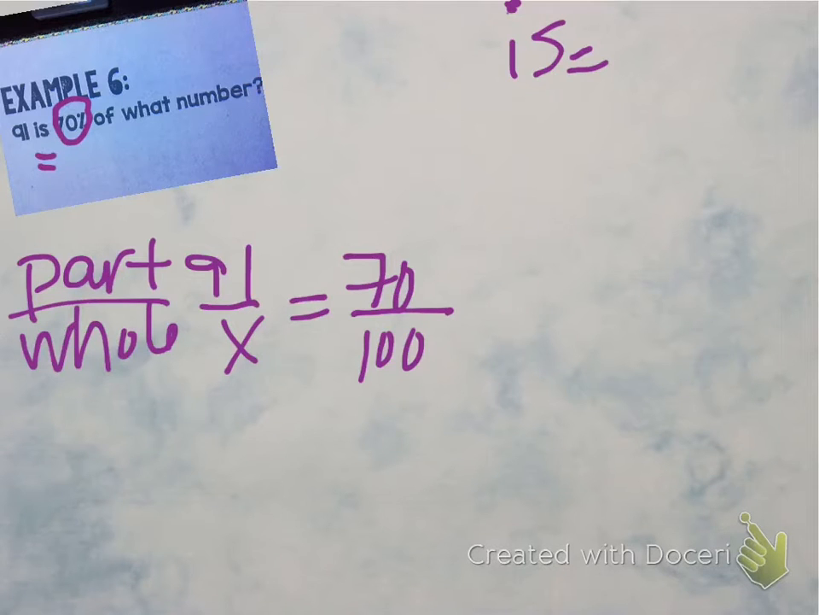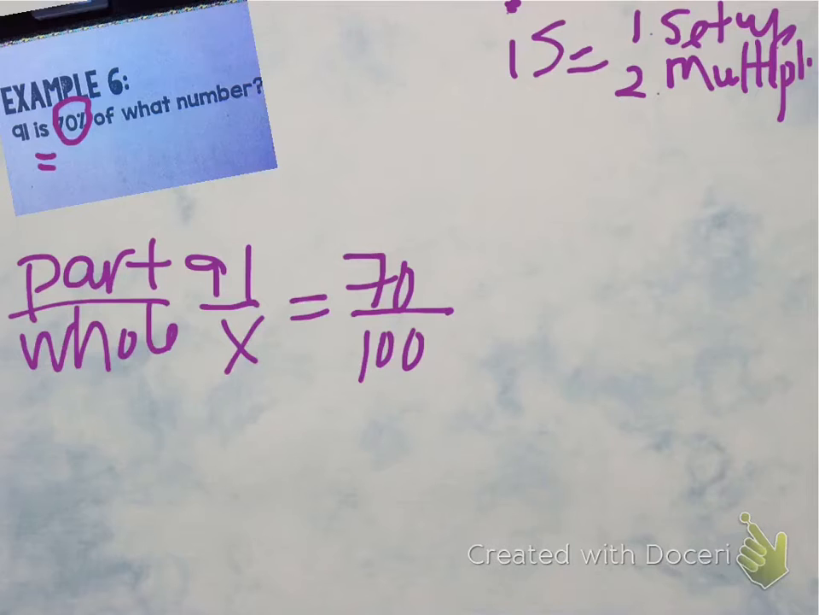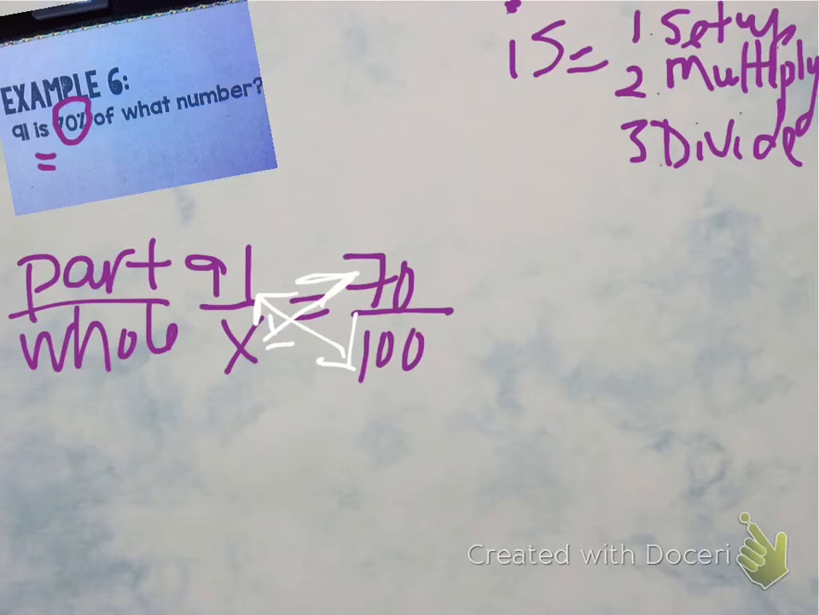So let's go through our steps. 1 is set up, what we just did. 2 is multiply. 3 is divide. So we've already set up, so we need to multiply. It's what I call multiply a butterfly. Or if it helps you, you can put arrows so that you're not losing your spot. So X times 70 and 100 times 91.